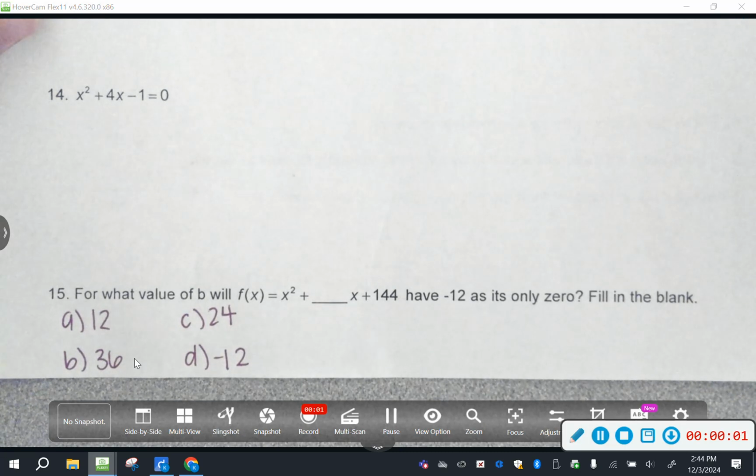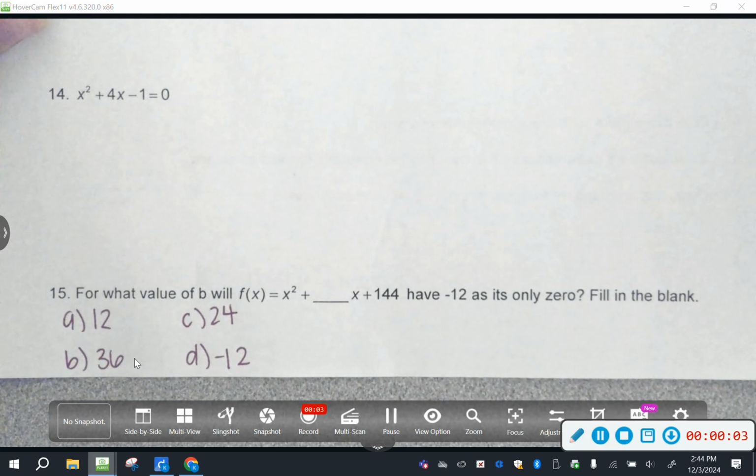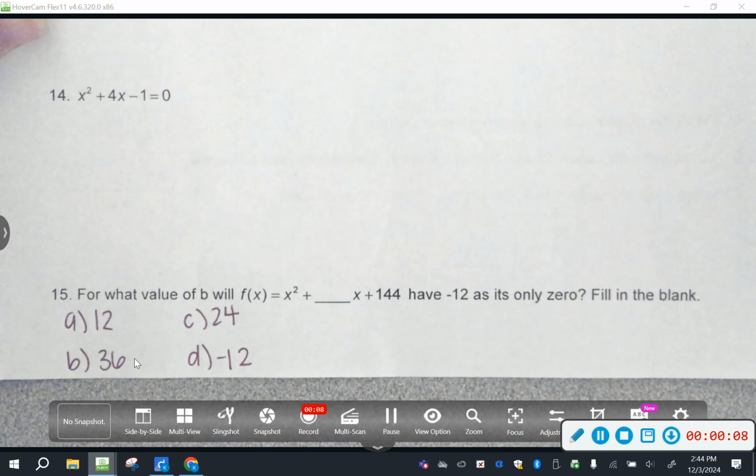For number 15, I went ahead and made answer choices, because the similar problem on your test does have answer choices. So instead of doing the super mathy explanation, we could use our answer choices, because that's a good strategy for your test.